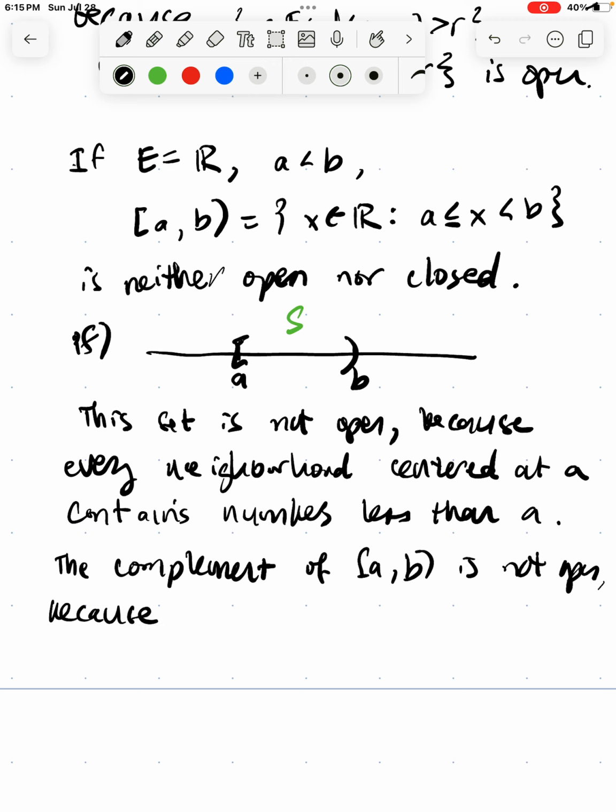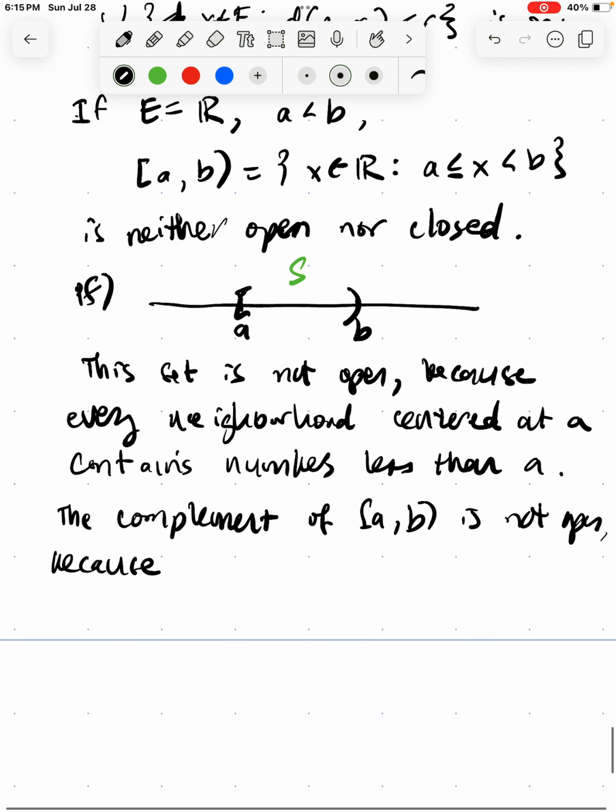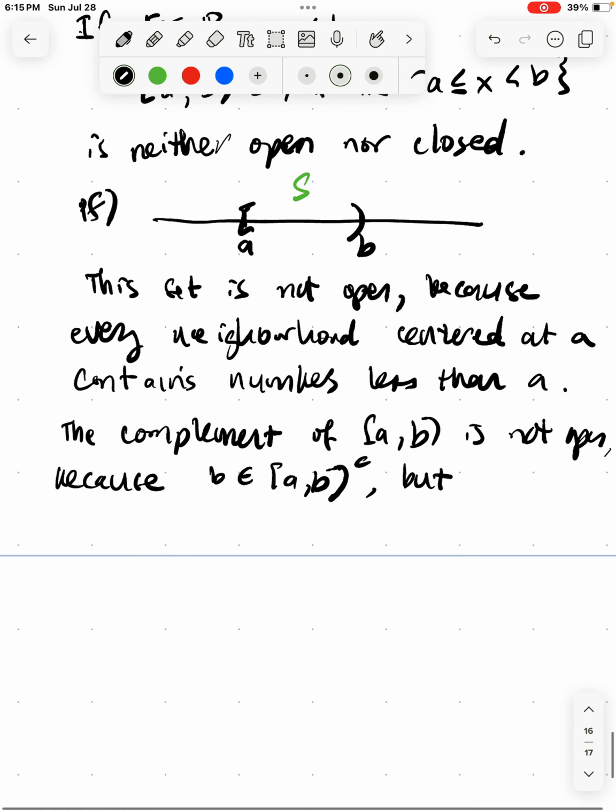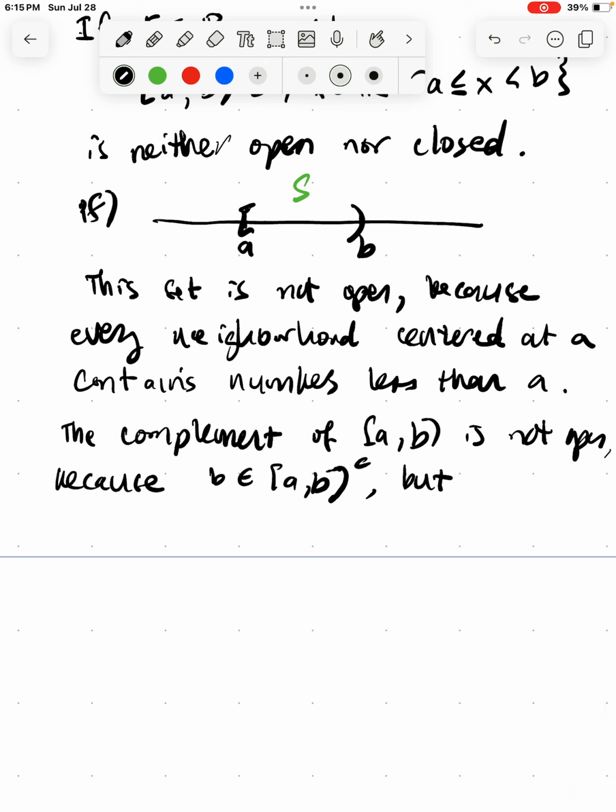open means that for every point in the set, there's some neighborhood that is contained in the set. So to be not open means that there exists a point such that there is no neighborhood that lies in that set. In other words, every neighborhood has to not lie in that set. So why is the complement of this interval not open? Because if you look at B, B is in the complement, but there is no neighborhood centered at B that lies completely in S complement.